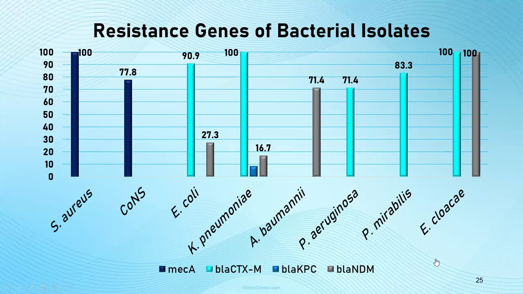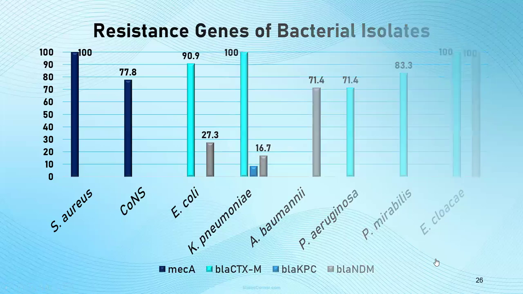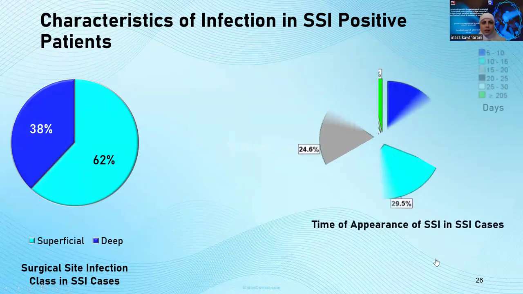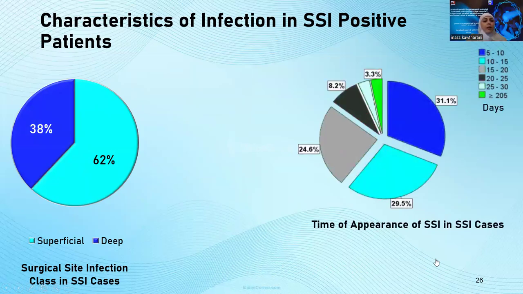So, this finding confirmed that the beta-lactamase and carbapenemase genes are the main molecular mechanism driving antimicrobial resistance in surgical site infection. Now, let's look at the characteristics of infection in surgical site infection positive patients. We observed that the majority of infections were classified as superficial, 62%. And in terms of the time of surgical site infection, we showed that the majority of infections appeared between 5 to 10 days to 20 days after surgery.